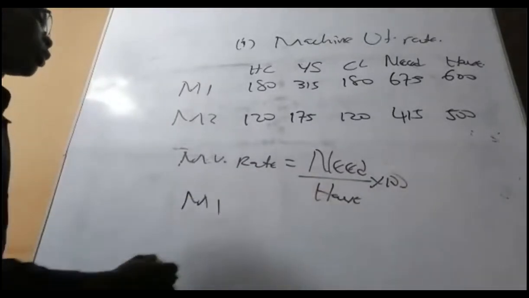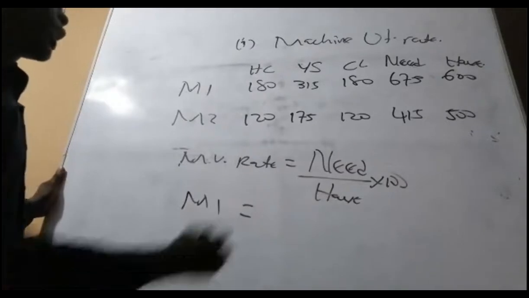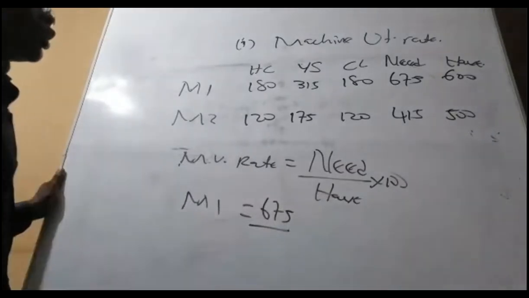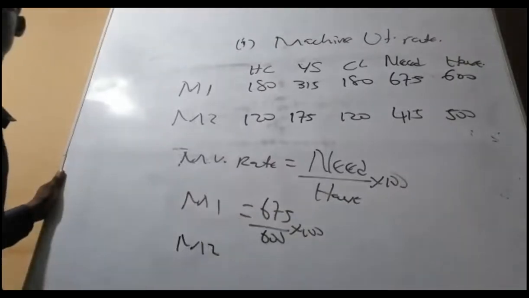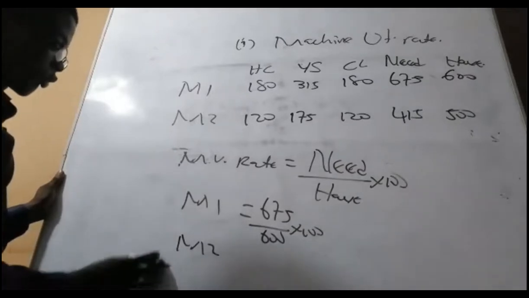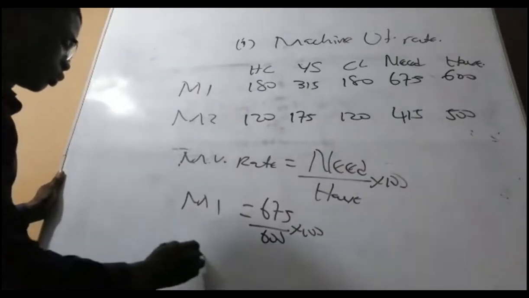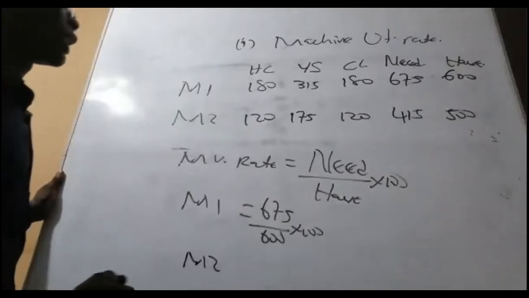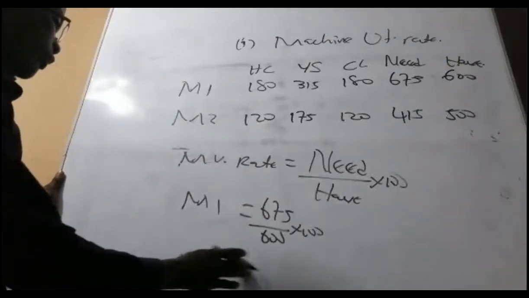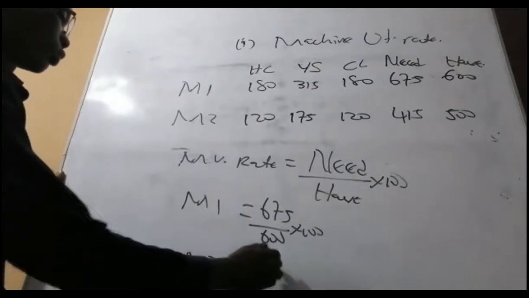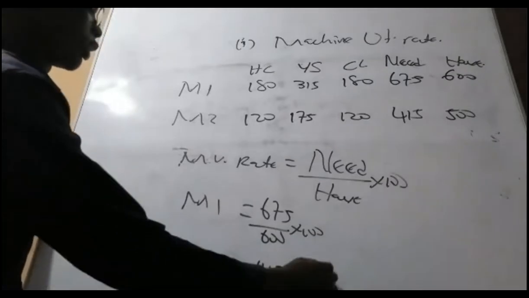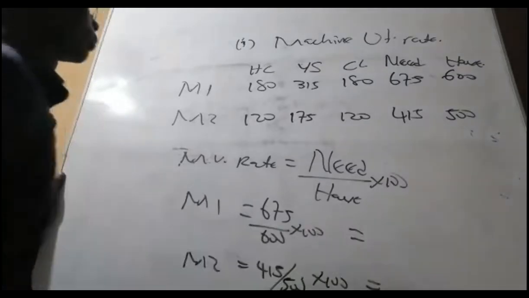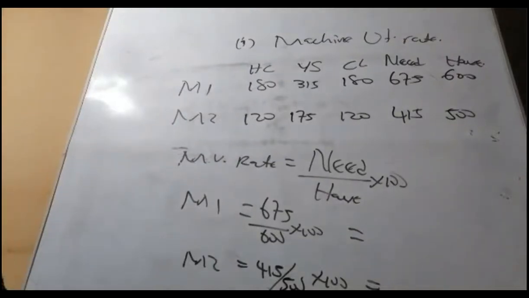So machine type 1 will be what I need, 675, over what I have, 600, times 100. Type 2, what I need is 415 divided by 500 times 100. I'll do the interpretation, then I'll quickly go and do the last part.